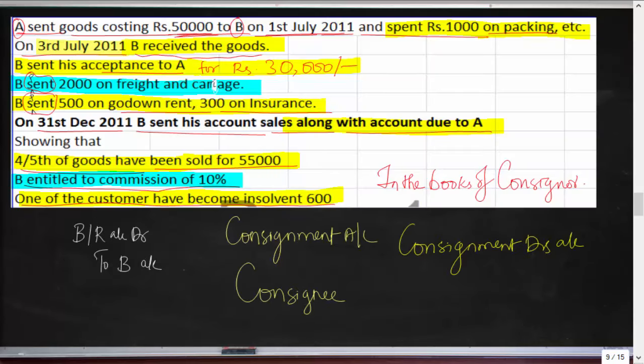Then we have the last item. One of the customers has become insolvent and the value is 600. So this will bring down the value of consignment debtors. It means consignment debtors will be credited and bad debts have to be debited. So whenever we have a nominal item, what we'll do? We will replace that nominal item with consignment. Let me just explain that.